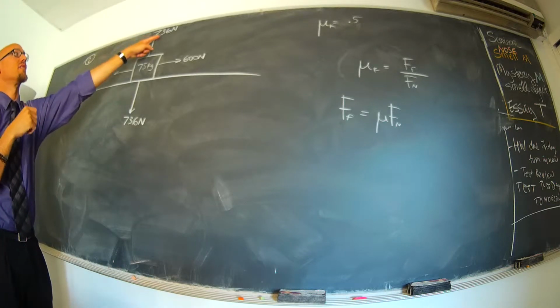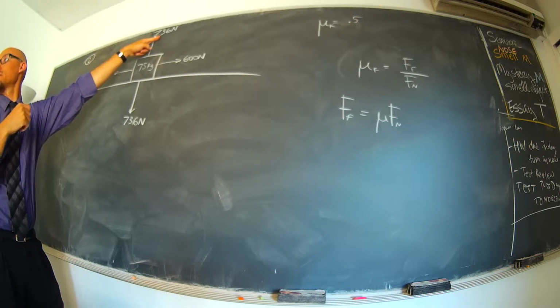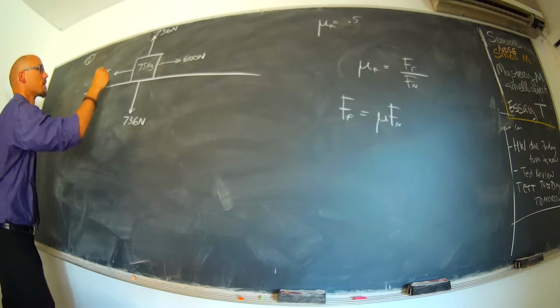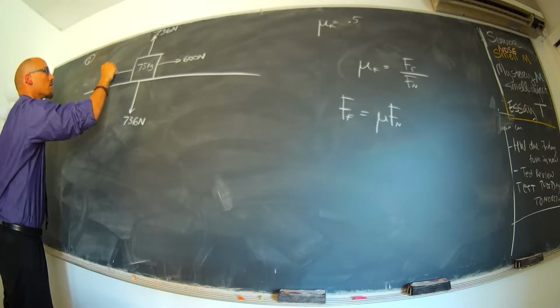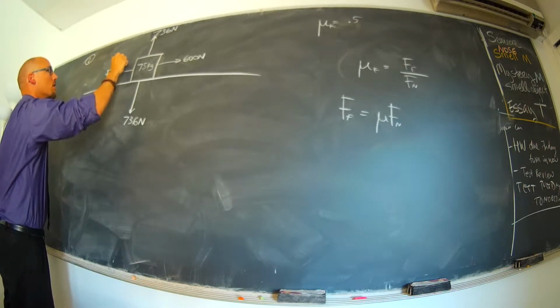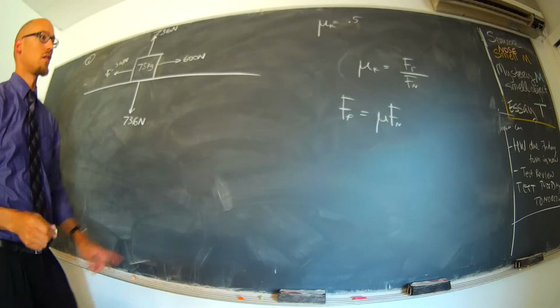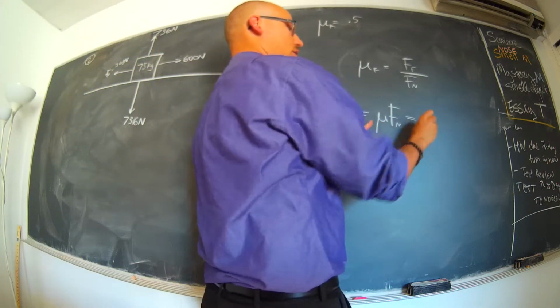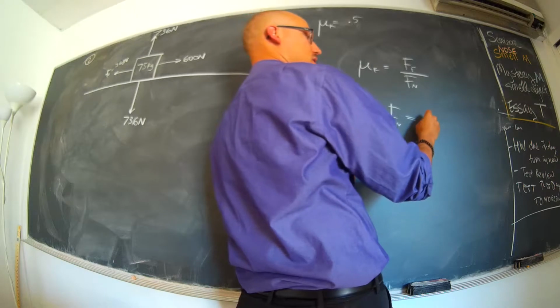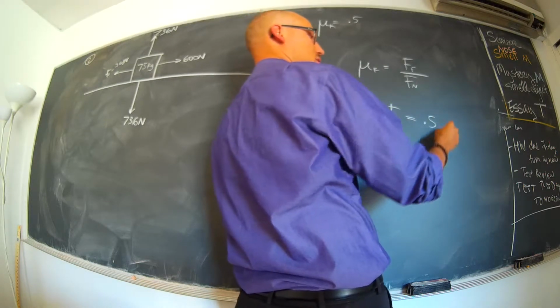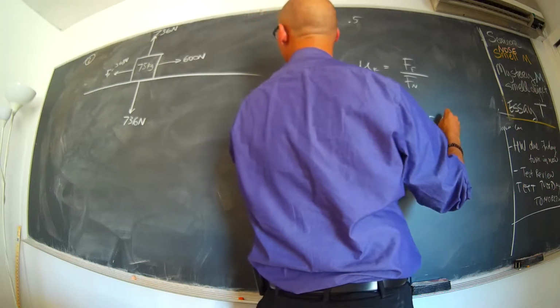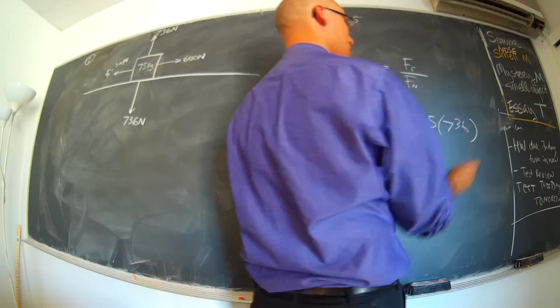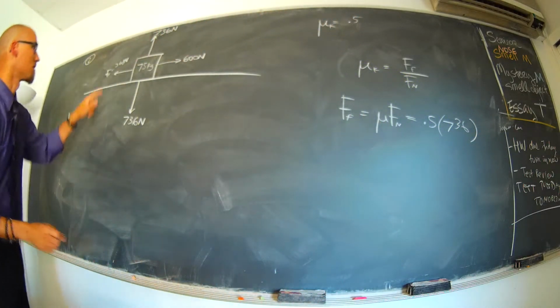Exactly. It's going to be half of this. So 368. Right, so our coefficient of kinetic friction is 0.5 times our normal force of 736. And that's our friction force, 368.